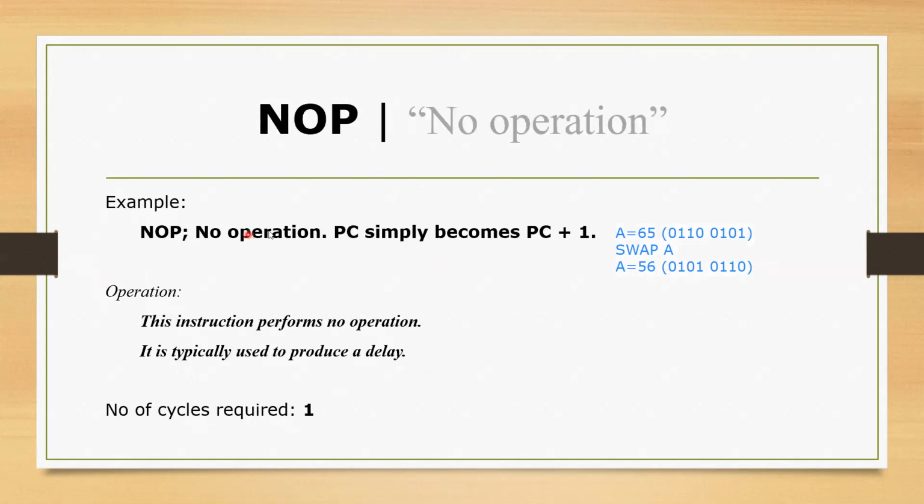No operation, NOP. It simply makes the PC become PC plus 1. Nothing happens. This instruction performs no operation. It is typically used to produce a delay. The number of cycles required is 1. One cycle is delayed if you perform a no operation. If you want a 10 cycle delay, we can do no operation 10 times like that. And you can use this no operation to generate delay.